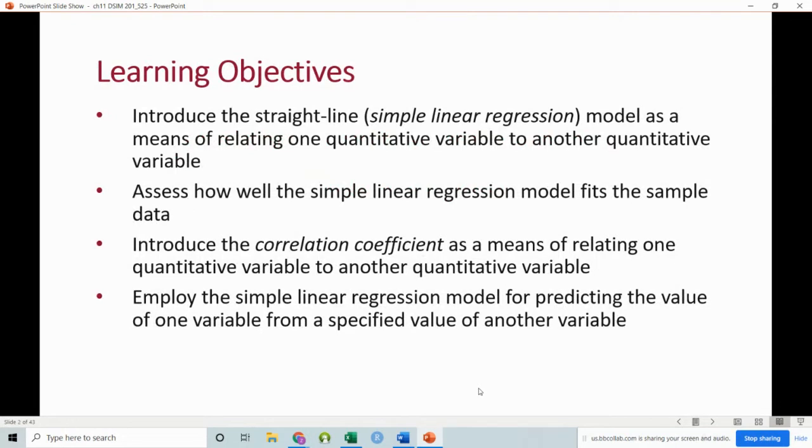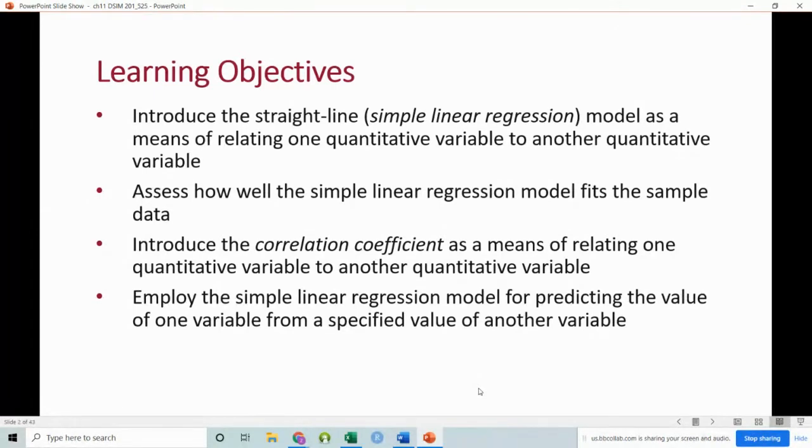So the goal of today is to learn about simple linear regression, also called SLR. You recall from high school algebra the formula of a line is y equals mx plus b. That is the formula for a line, and today we are going to talk about how to fit a line or a linear model to a set of data.